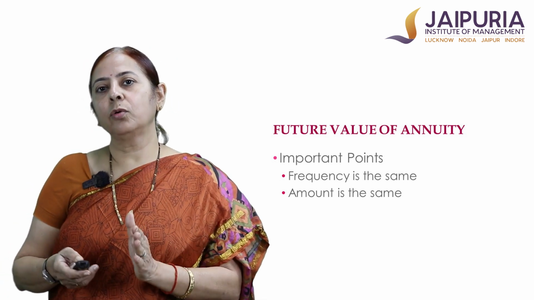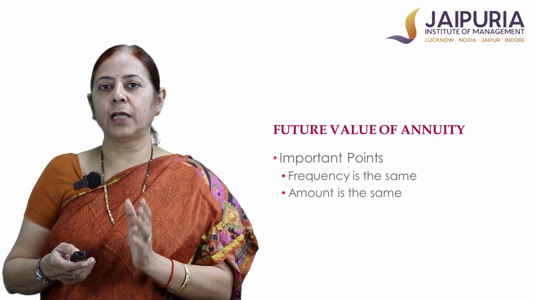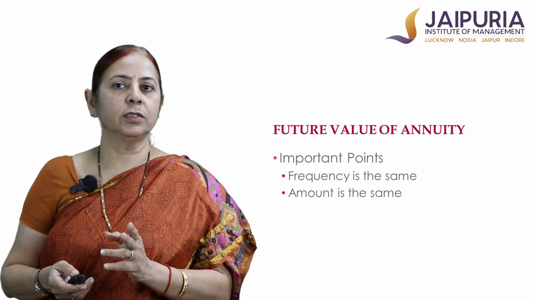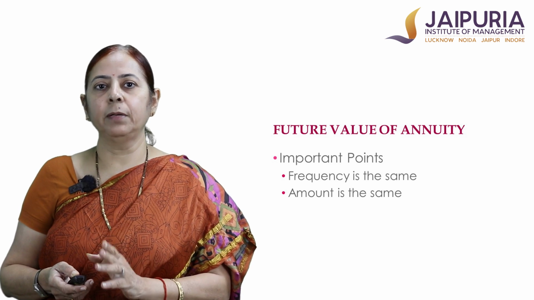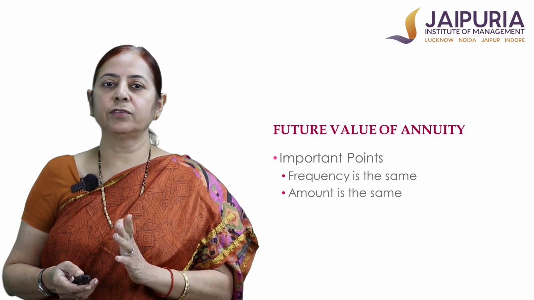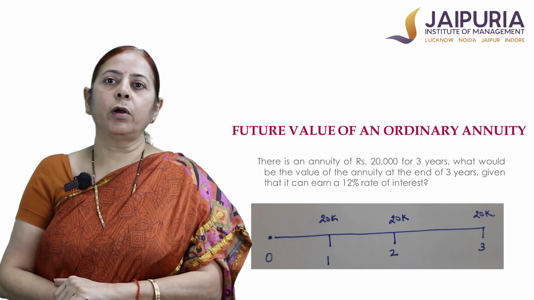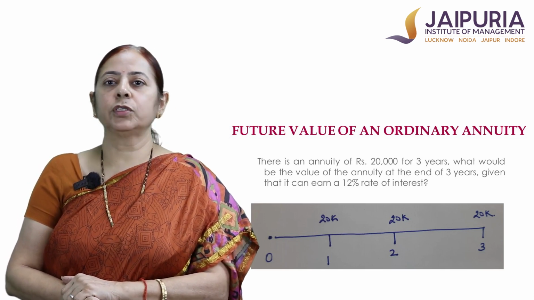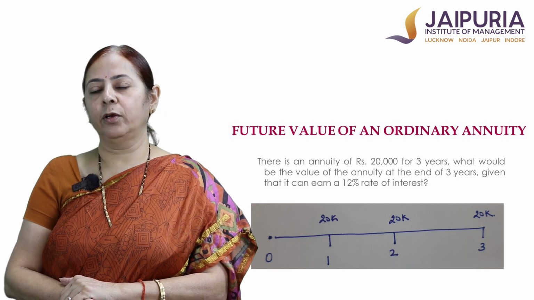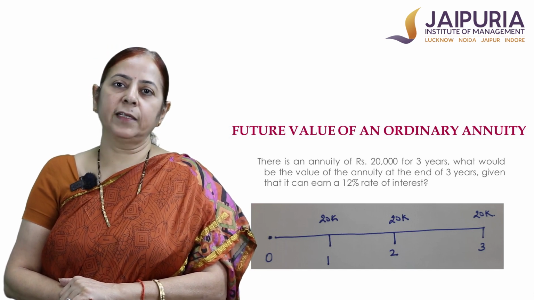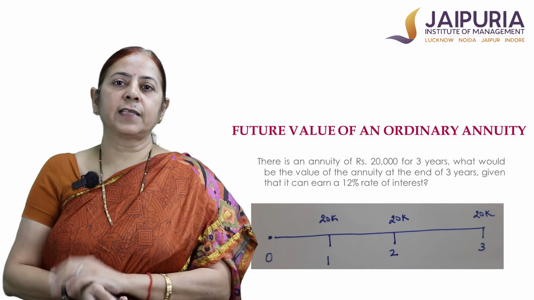So in order to classify any amount as annuity, these are the two important things which are to be kept in mind, that is frequency as well as the amount. So now let's understand how we calculate the value of an ordinary annuity. If you remember, as I mentioned, ordinary annuity is the amount which is being deposited at the end of the year. So if you look at the screen, I have given you an example here.